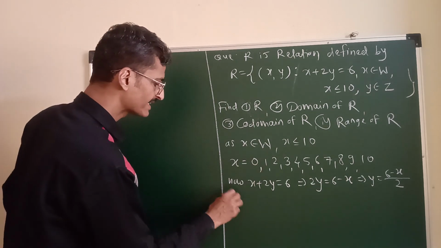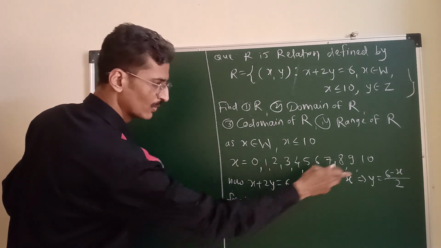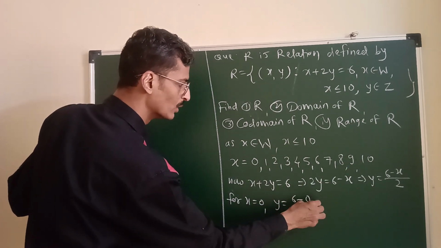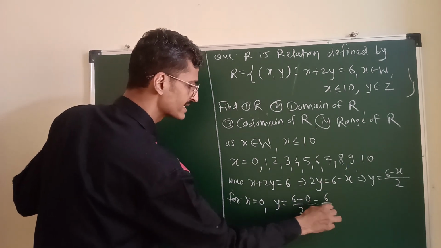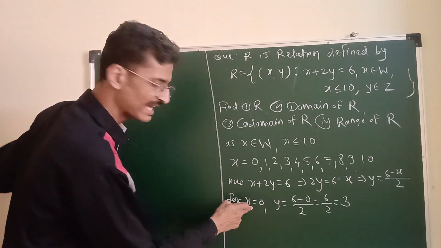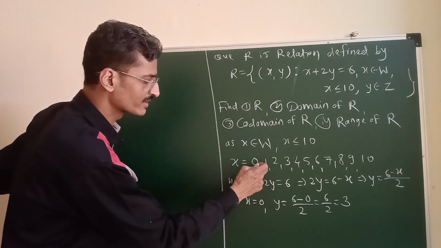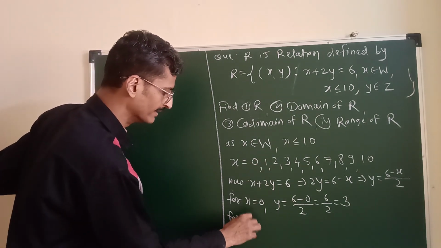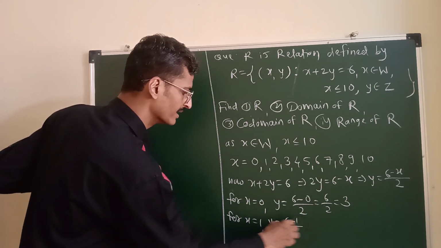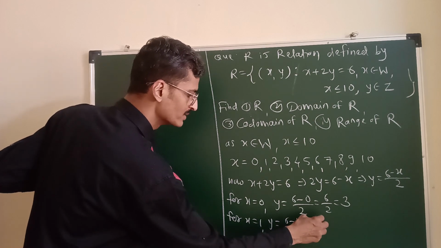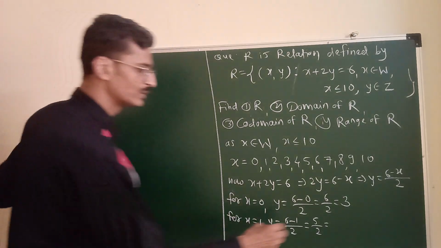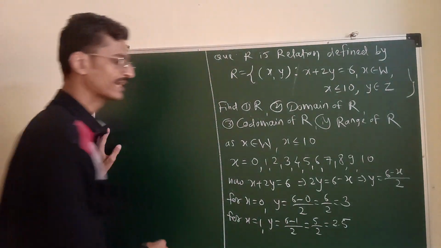Now first, for x = 0, what is y? y is (6 - x)/2, that is (6 - 0)/2, that is 6/2, which is 3. Okay, this is the first value of y for x = 0. Next, for x = 1, y is (6 - 1)/2. 6 minus 1 is what? 5/2. 5/2 we can write as 2.5.